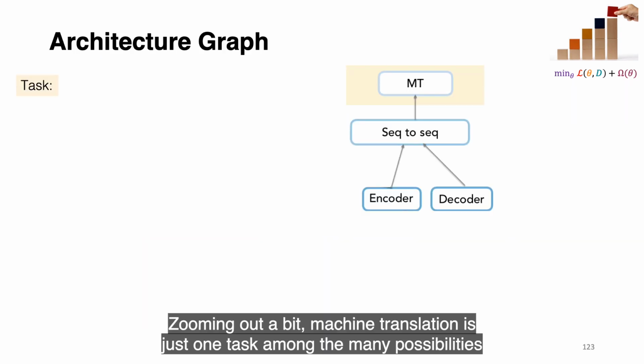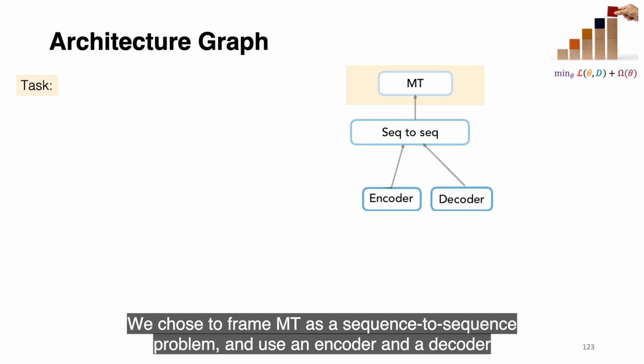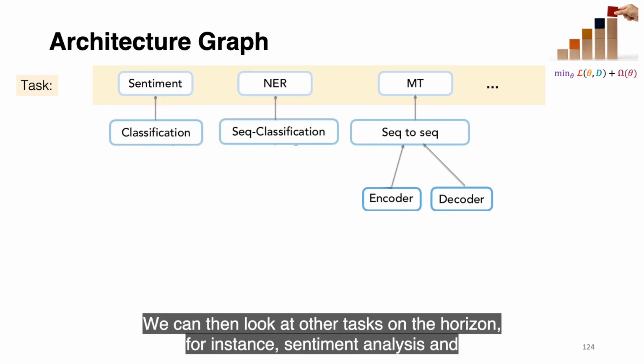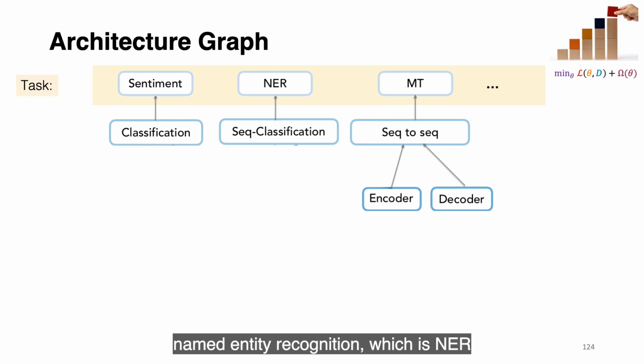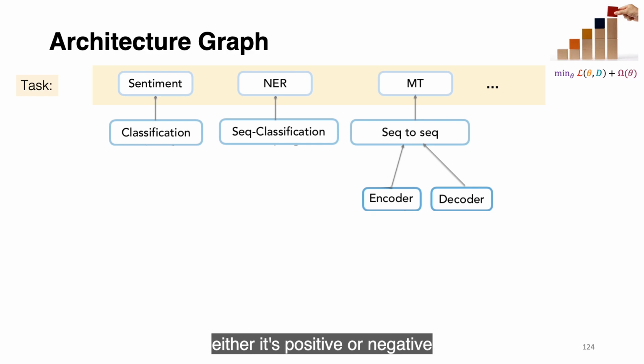Zooming out a bit, machine translation is just one task among the many possibilities in natural language processing applications. We chose to frame MT as a sequence-to-sequence problem and use an encoder and a decoder as the architecture. We can then look at other tasks on the horizon, for instance, sentiment analysis and named entity recognition, which is NER. Sentiment analysis takes a sentence as input and outputs the sentiment of the sentence, either positive or negative. So we frame it as a classification problem.